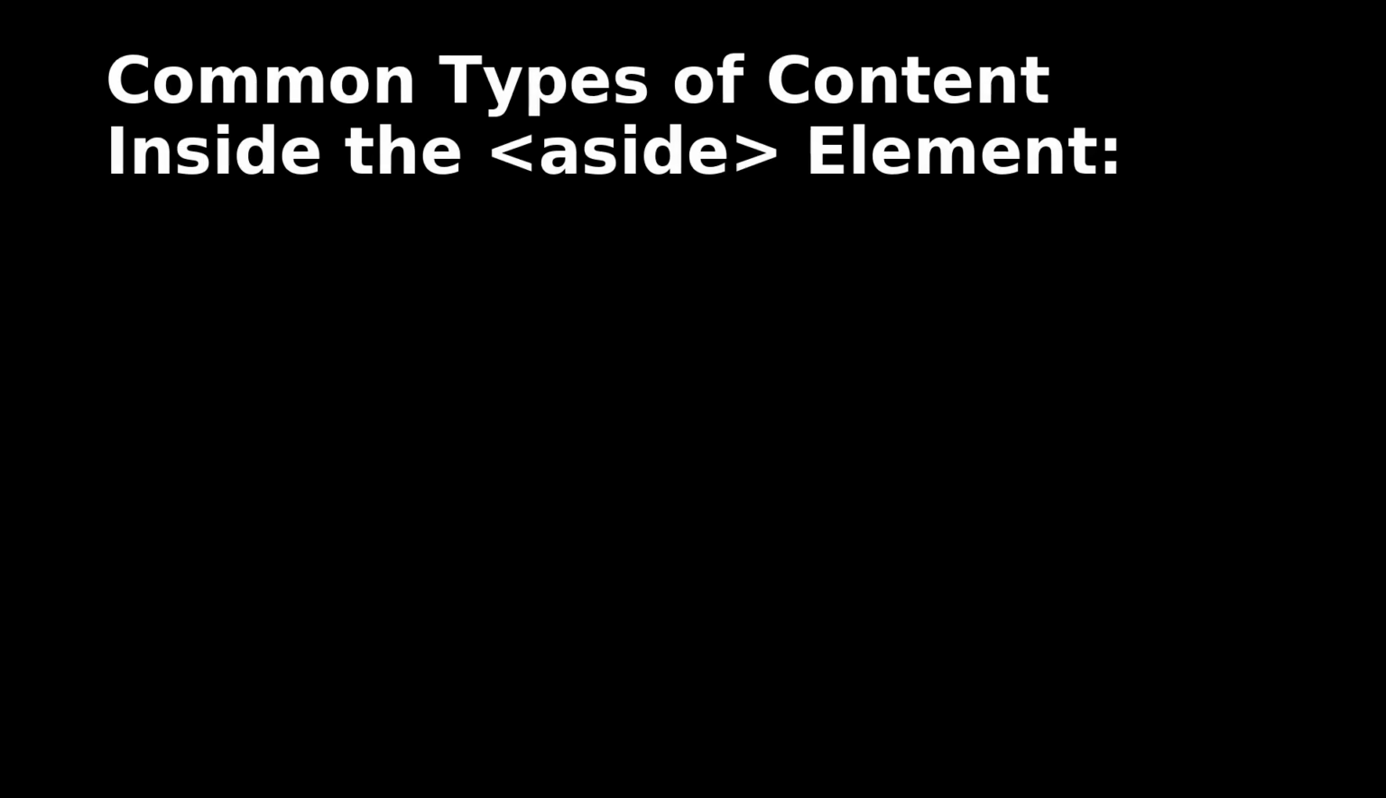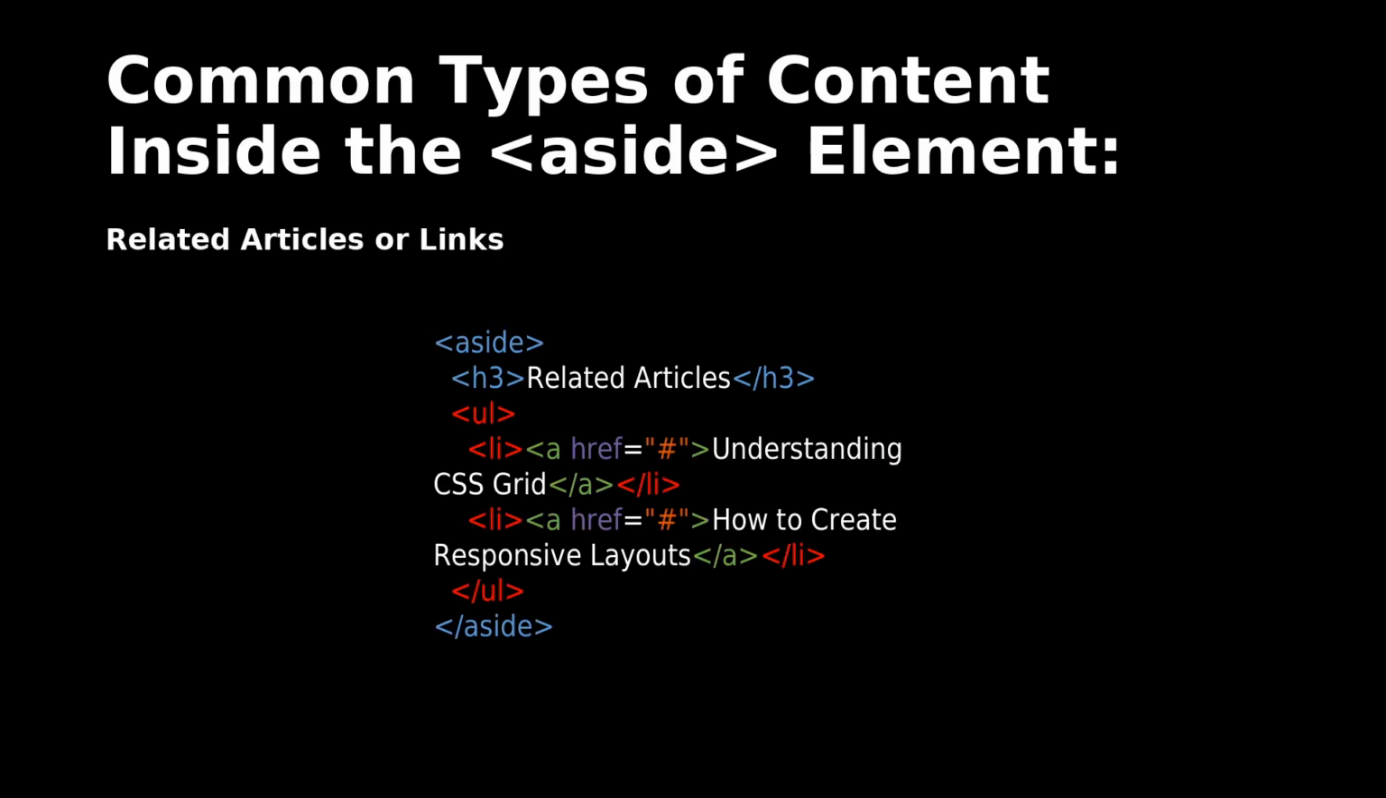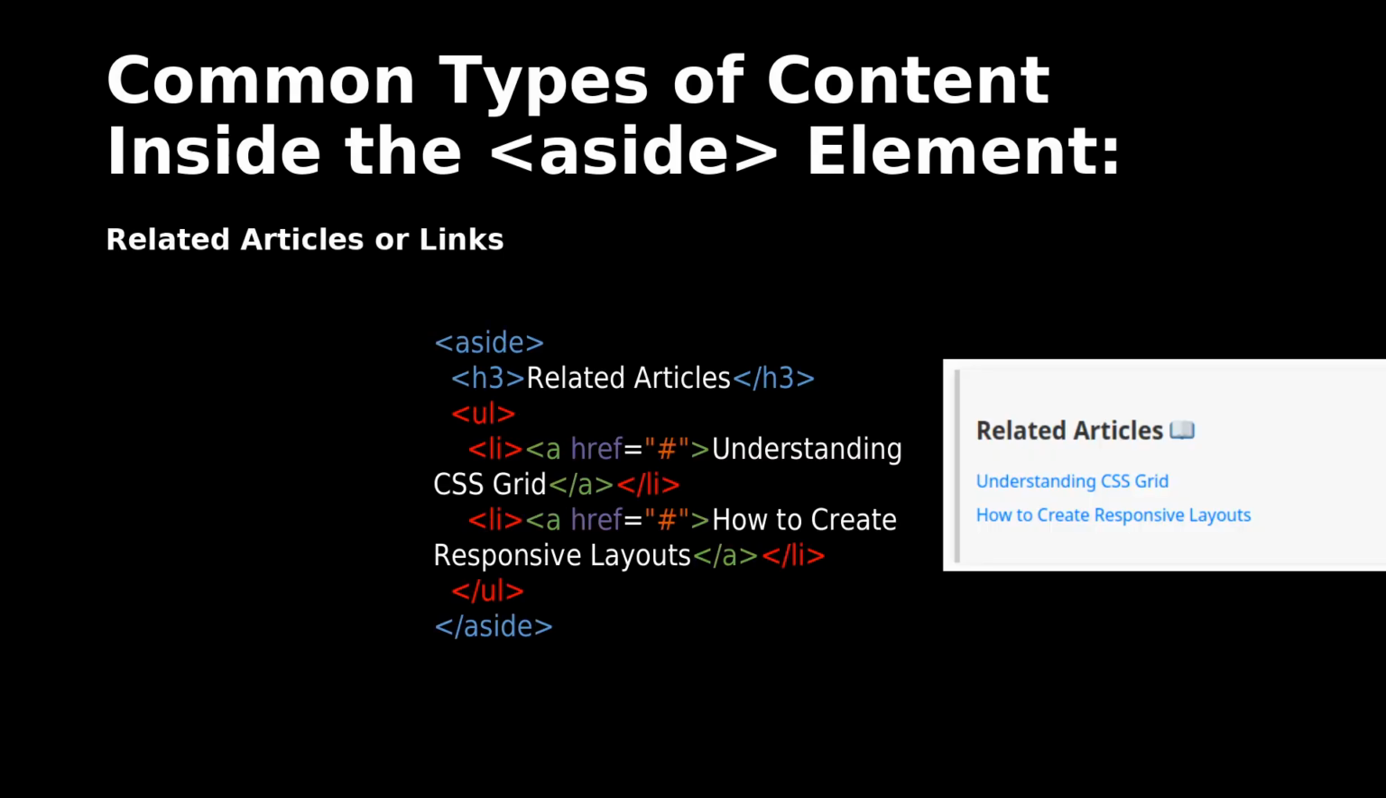Common types of content inside the aside element. First, we have related articles or links. Links to articles or pages that are relevant to the main content but not part of it. For example, on a blog post, an aside element could contain links to related blog posts or external resources.